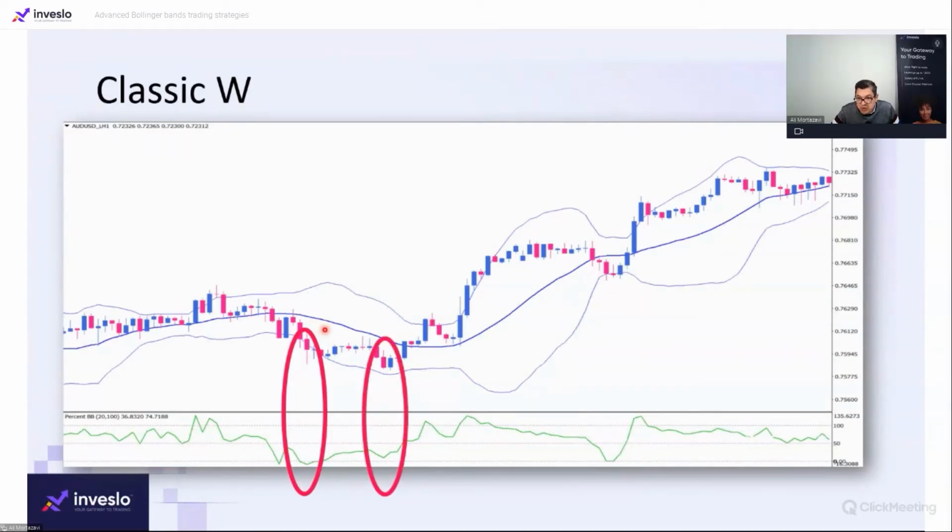That's a new absolute low in price, but it is not a new lower bottom relative to the Bollinger Bands, because this low actually closed above the lower band. So now we come down here and look at the oscillator. As you see, the first low of the percent B is in negative territory, below the zero, because the price actually closed below the lower band. And the second low of percent B is above the zero, because the price just closed above the lower band.